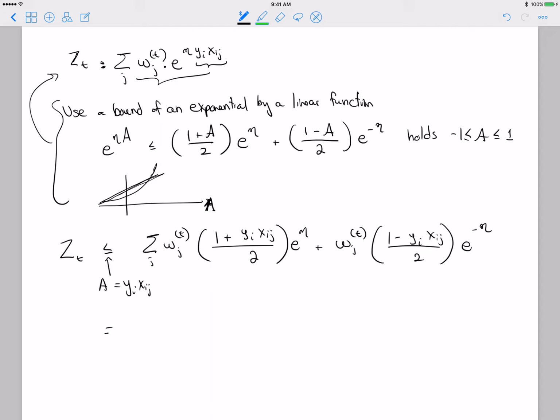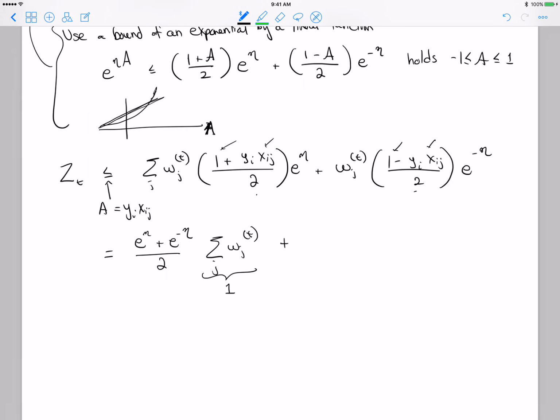Okay, so now I'm going to collect some terms. I'll collect these guys first, and then I'll collect those two guys. All right, so this is e to the eta plus e to the negative eta, so one of each of them, and then divided by 2, those 2's here and here. And then I'm adding up the WJTs. I think you can probably figure out why I'm doing this, because those guys add up to 1, because of course we normalized at iteration t, so they all added up to 1.